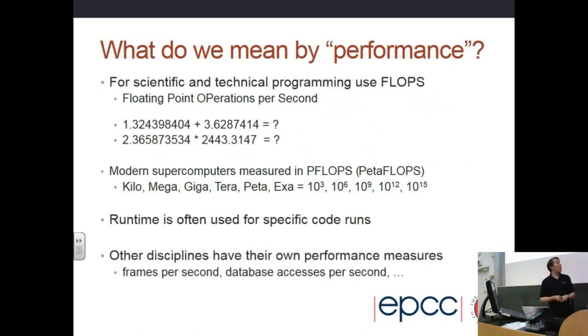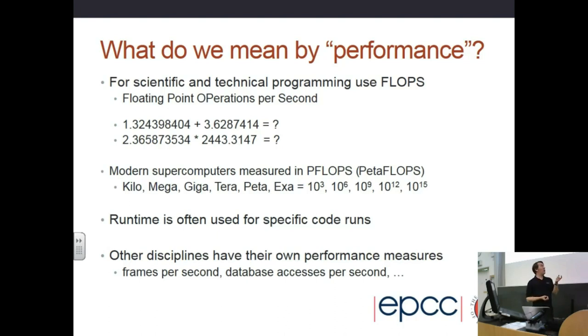I've thrown around the word performance here. The terminology you'll hear thrown around a lot is FLOPS. FLOP stands for floating point operations per second. Scientific and technical computing is dominated by adding real numbers, or complex numbers, together. So you might want to add two numbers together or multiply two numbers together. Each of those operations is called a single floating point operation, one FLOP. So a FLOP is one floating point operation per second.